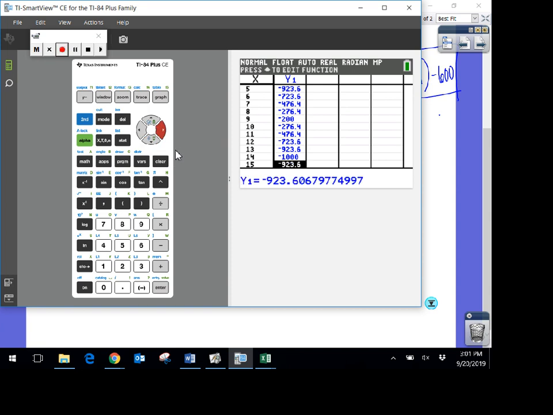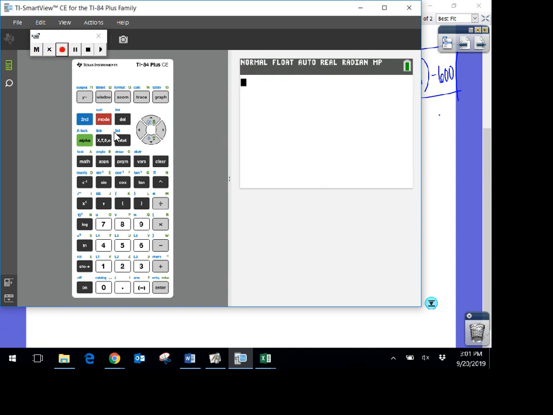Not the only way to do it. Since we put this into y equals, we could also go to, remember, our VARS, Y-VARS. We put our equation in Y1. We can make it like function notation. We want to know Y1 of 15. Get our answer that way.